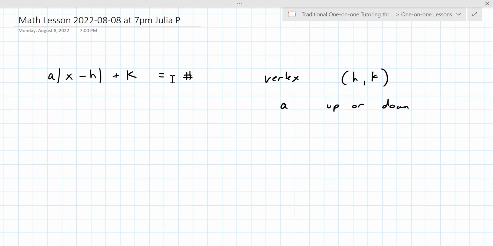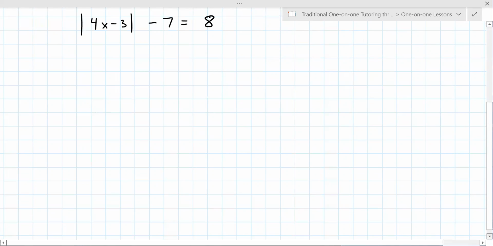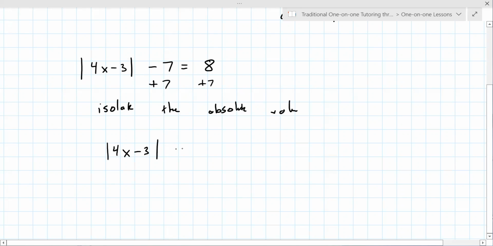So let's just start with a very basic absolute value function. Let's say it's absolute value of 4x minus 3, minus 7 equals 8. As a reminder, we're going to do some different stuff today. We won't focus so much on fractions. As a reminder, you first want to isolate the absolute value when you're solving these types of problems. So you don't do anything until it's isolated. So you're going to add 7 to both sides. Absolute value of 4x minus 3 equals 15.